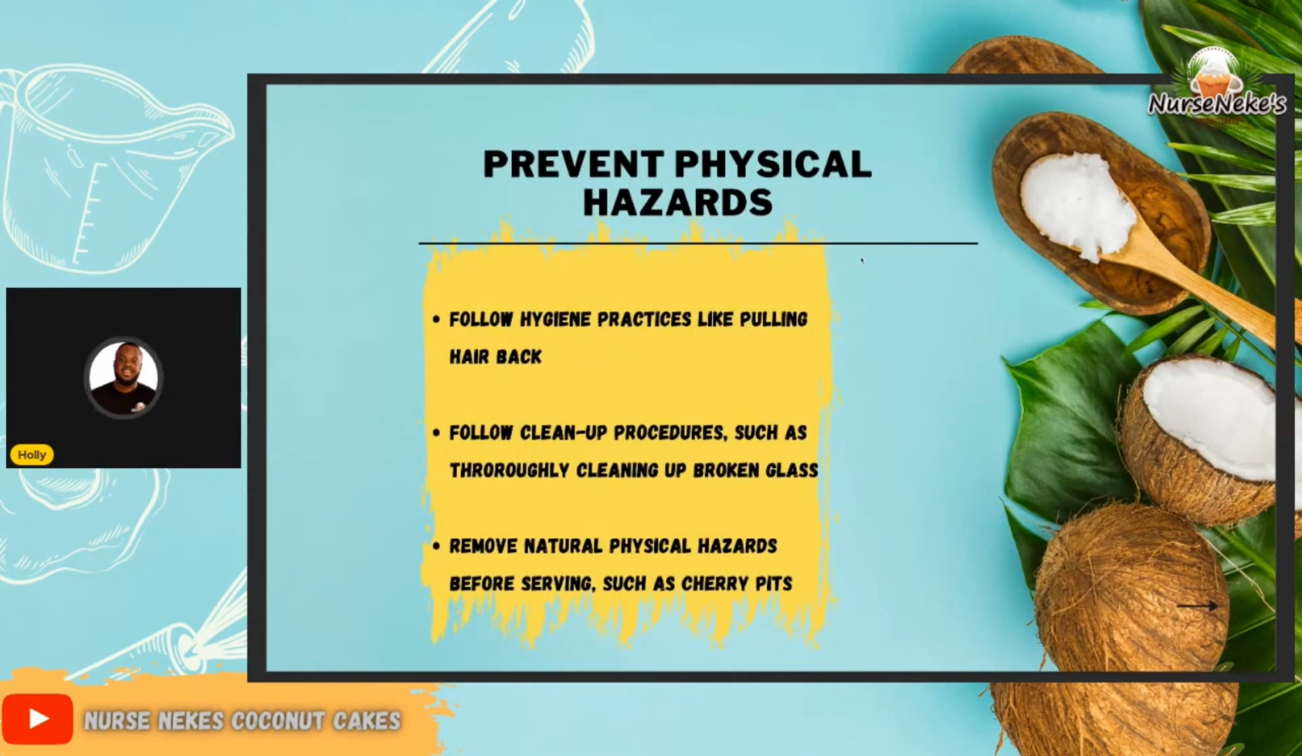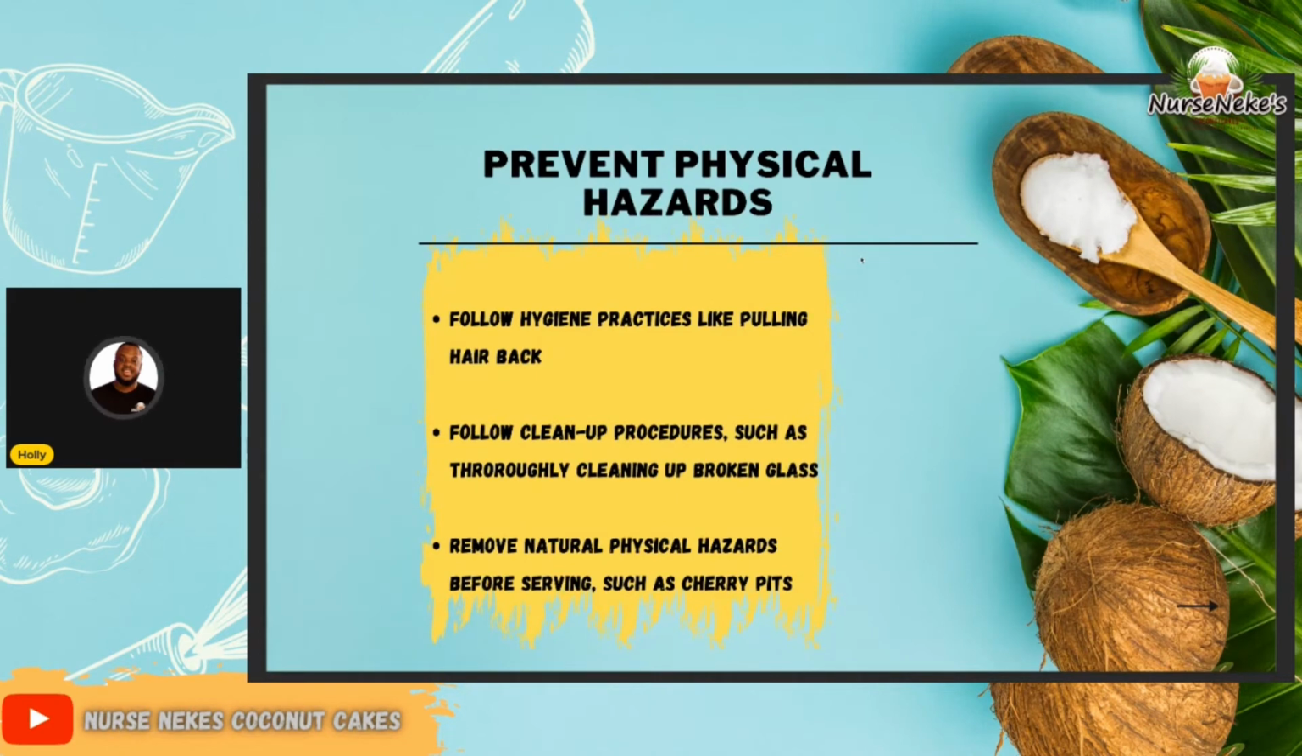To prevent physical hazards, always follow hygiene practices like pulling your hair back or wearing a hair net. If you have a beard, wearing a beard net. You want to follow cleanup procedures, such as thoroughly cleaning up broken glass, and you want to remove natural physical hazards before serving, like cherry pits, or if you have anything with other seeds, such as oranges or lemons, anything that can harm your customers.